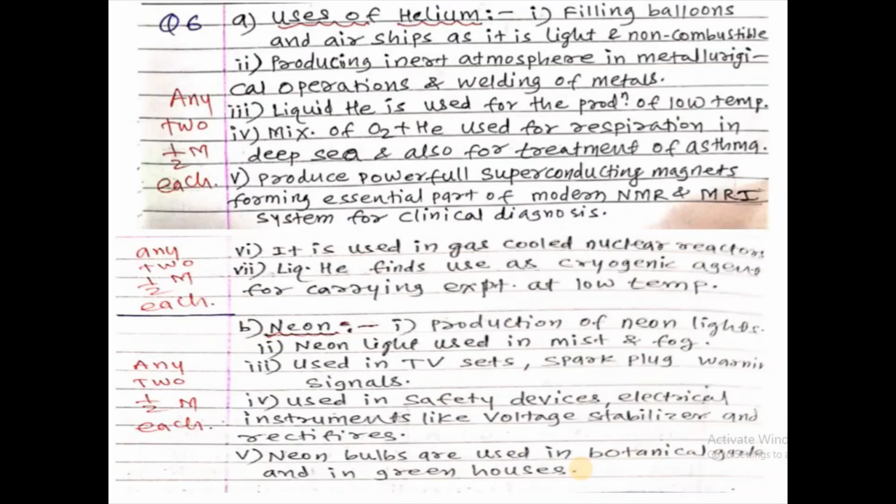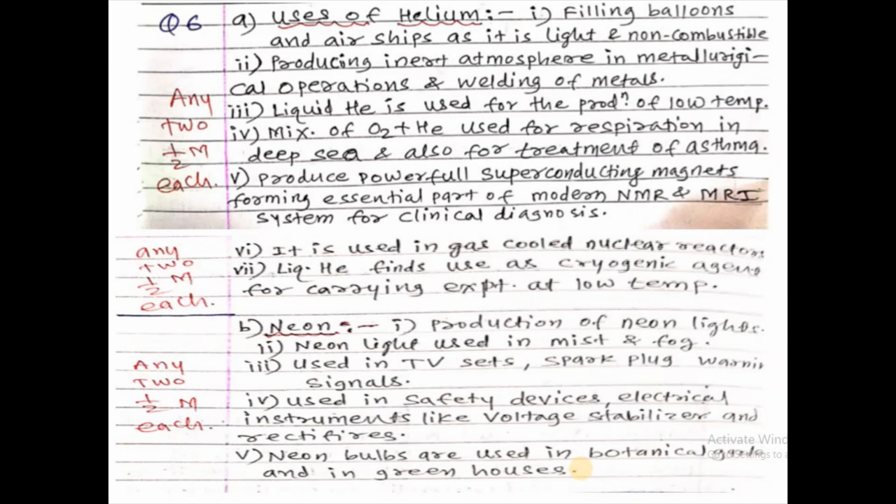Then question number 6, uses of helium. You have to write 2 uses for 1 mark: filling balloons and airships, as it is light and non-combustible; producing an inert atmosphere in metallurgical reactions; welding of metals. Liquid helium is used for the preparation of low temperature. A mixture of O2 and helium is used for respiration in deep sea, and also for treatment of asthma. Like this, you have to write only 2 points. We have given here 6 points.